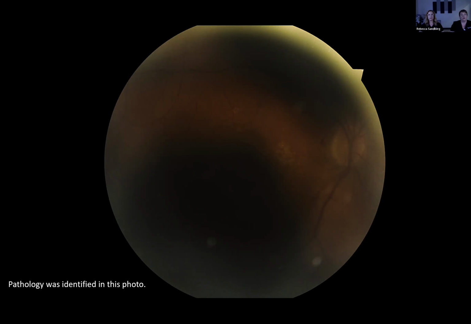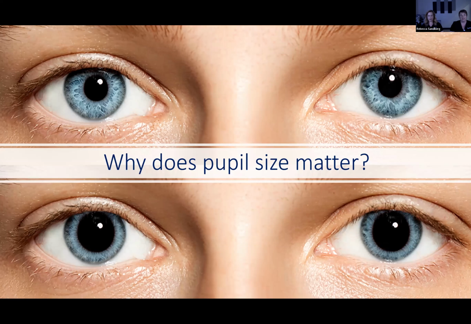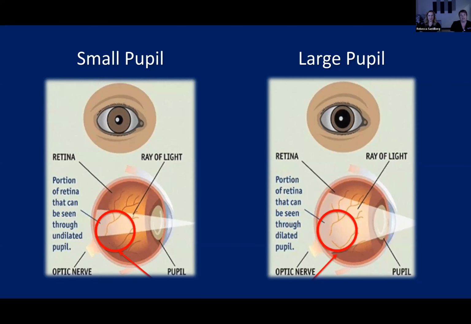All right, so now we just want to take a moment to talk about why pupil size matters. Why is it so important that our patients have big pupils when we conduct this exam? So dilation is such an important part of this process because we're viewing the back of the patient's eye, their retina, through their pupil. So the pupil is like a tunnel that we're seeing the back of the eye through.